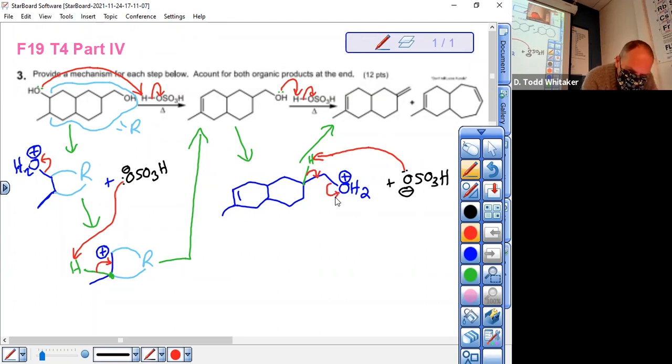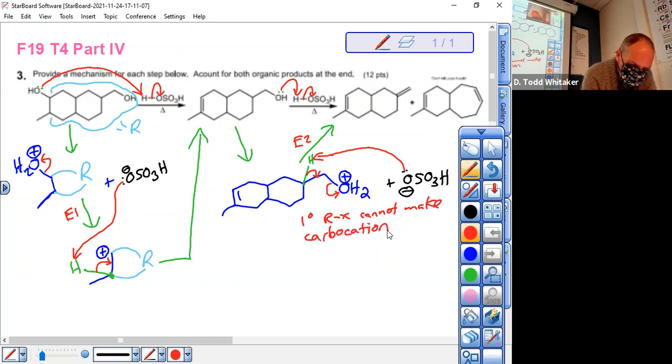There you go. And just a reminder, this method through the cation is an E1 method. And this method without going through the cation is the E2 method. A primary carbon cannot do a carbocation. So comments, primary Rx cannot make C plus, carbocation. So you got to go E2. Secondary and tertiary, they love it. This one was tertiary. Tertiary Rx goes to C plus.